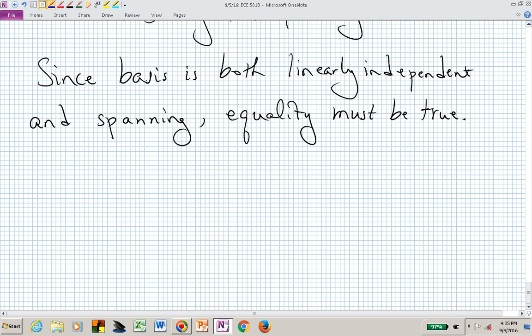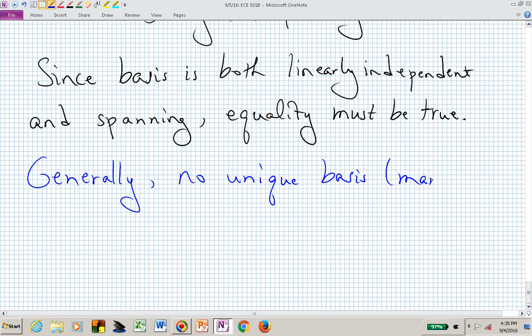What you also need to keep in mind, though, is that a set of basis vectors is not unique for a given vector space. Generally, there is no unique basis for a given vector space, or there are many potential or possible shortest spanning lists.